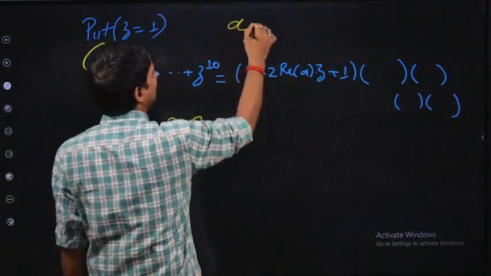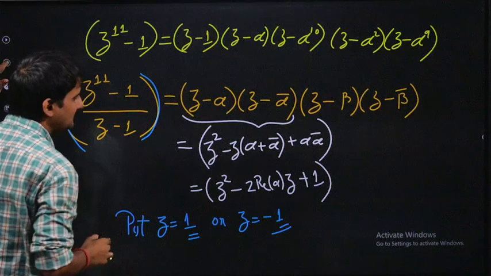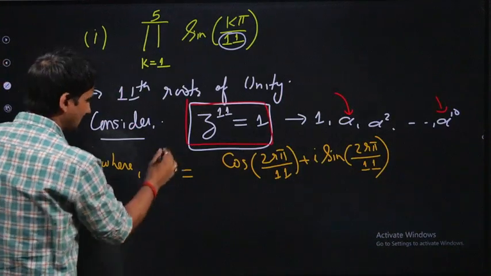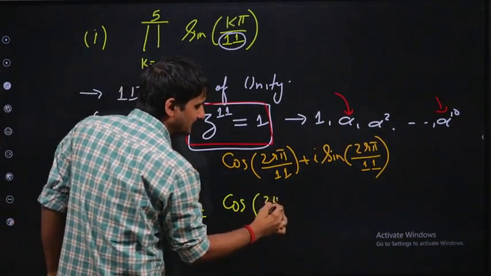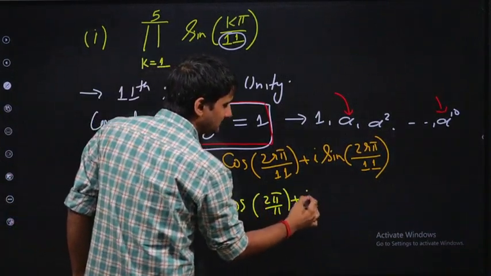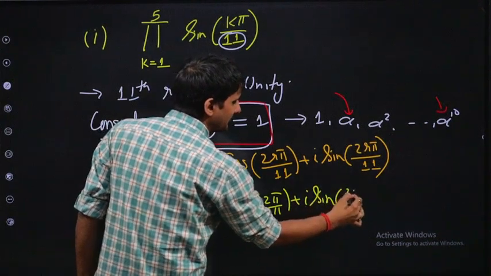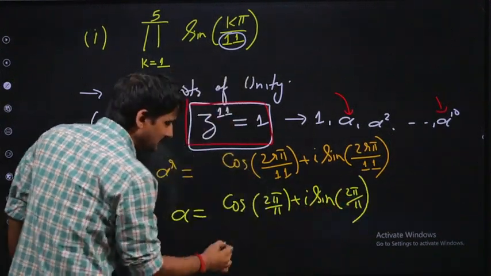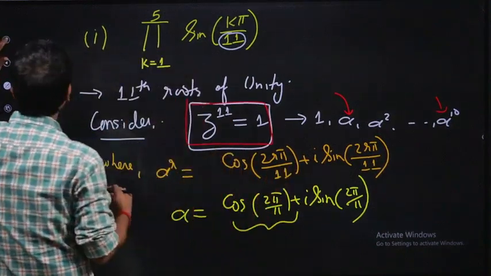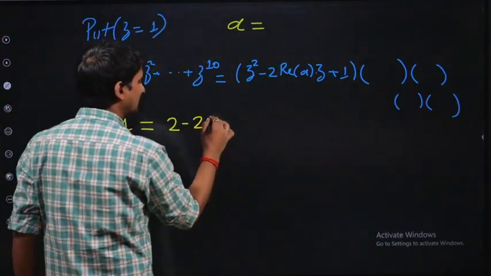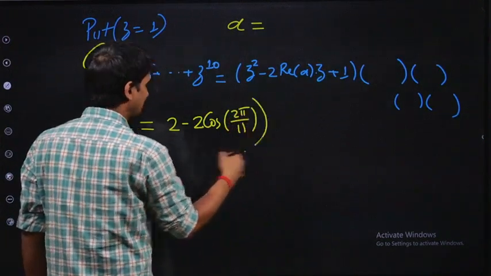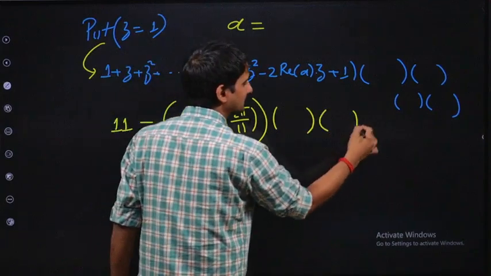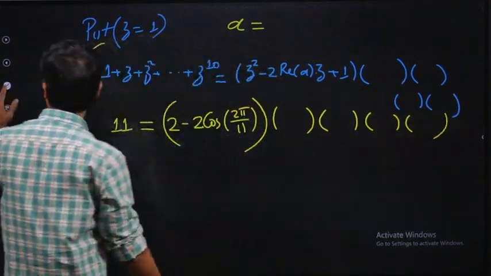Now what was alpha? As I said, alpha raised to power r are the roots of unity, so alpha is nothing but cos of 2 pi by 11 plus iota sine 2 pi by 11, isn't that so? So real part is cos 2 pi by 11, so just take the value here, 2 cos 2 pi by 11, that's the first bracket. Similarly, second, third, fourth, and fifth bracket is there.